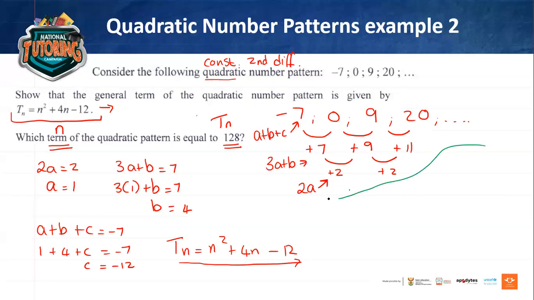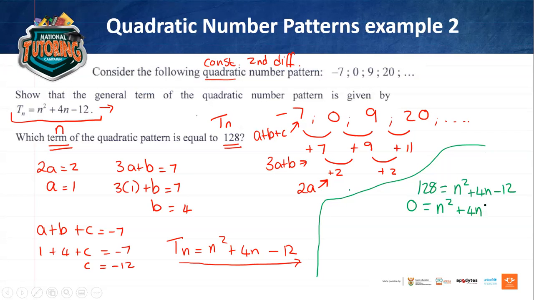Let's just take up some space here. So this is for our second question. Tn is 128. So 128 is equal to n squared plus 4n minus 12. So we are now solving for n. It will work out to be a quadratic equation rather, and that comes up all the time with grade 11 and grade 12 work. So if I move that 128 over, I get negative 140.